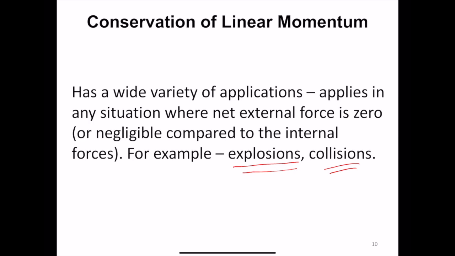And the same thing applies to collisions. So if you have two objects colliding, the forces that they apply on each other when they collide are very large compared to external forces like friction, air resistance, gravity, and stuff like that. And so you can just ignore the external forces again. And in the absence of external forces, we know that the momentum of the system is going to be conserved. So momentum is conserved for explosions and collisions. All right.